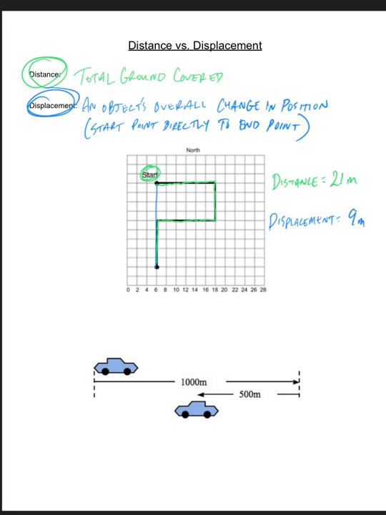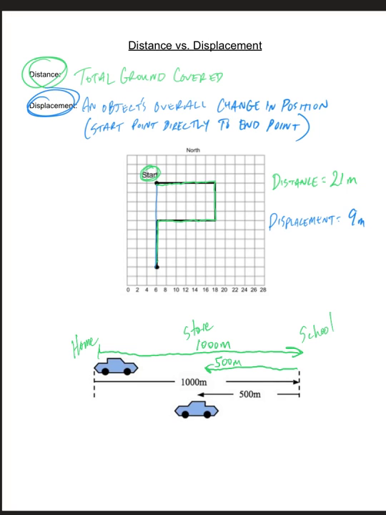Now we'll go ahead and do the second example. So if we look down here, we have a car, and maybe we say this is home, maybe we say that this is school, and maybe we say that halfway between the home and the school is a store. So this car, if we calculate its distance, it started at home and went to school, and that was 1,000 meters. And then it went back towards home and stopped at the store, which was 500 meters.